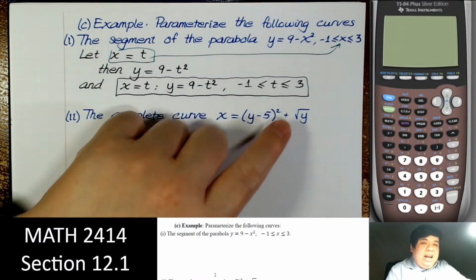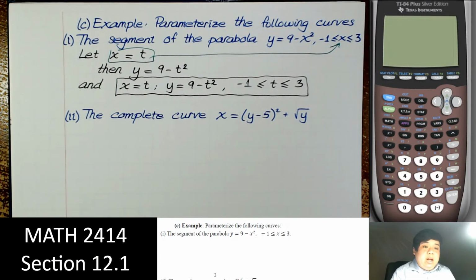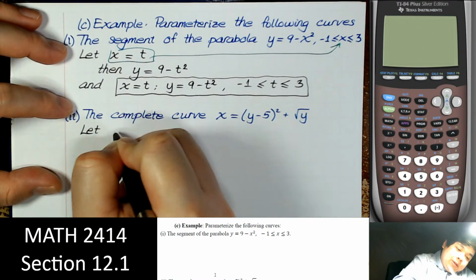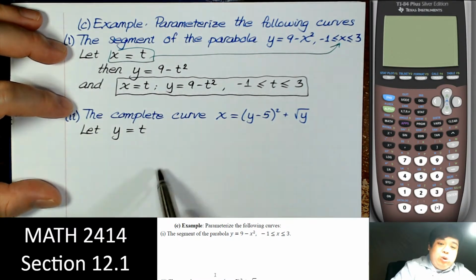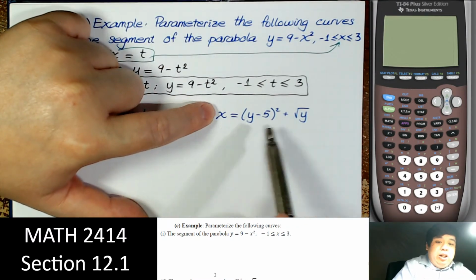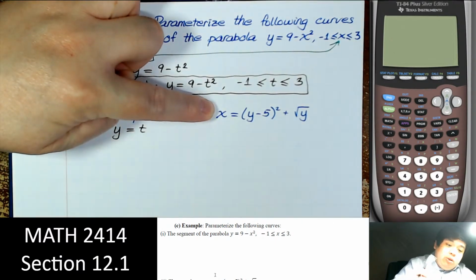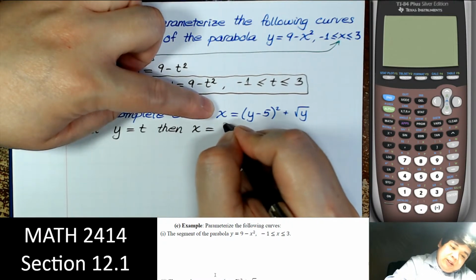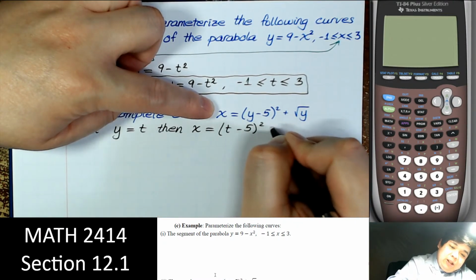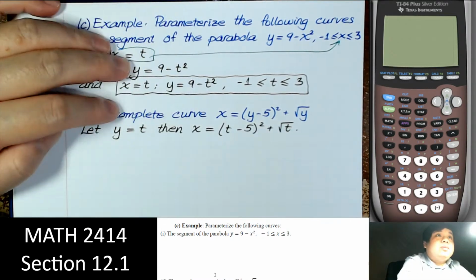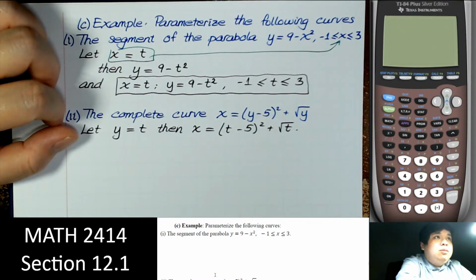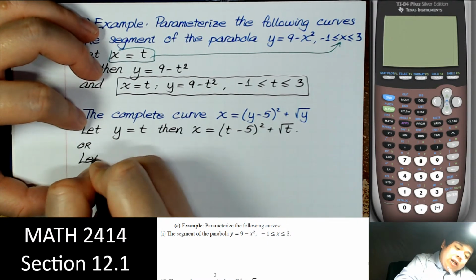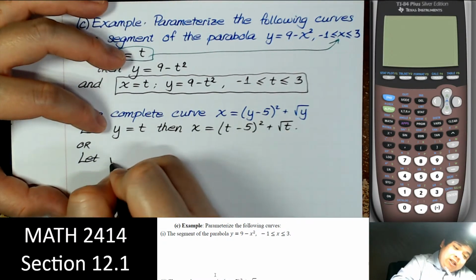So let's say we have this. Now there will be a few more options. If we let y equal to t, the reason we choose y equal to t is because in this equation we have x equal to something. If we let y equal to t, then we substitute in for y, and we have t minus 5 squared plus square root of t. Simple enough, right?